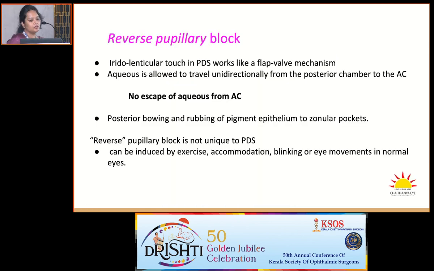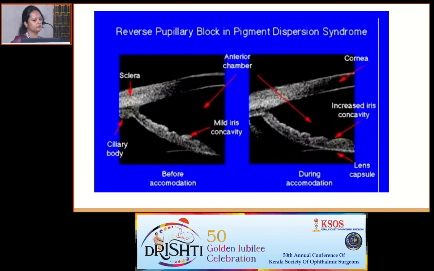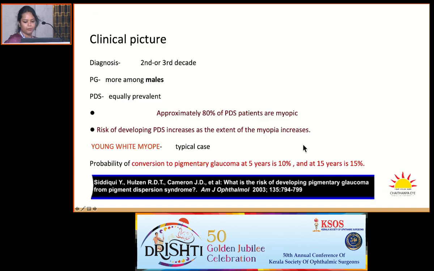Reverse pupillary block is another mechanism explained in pigment dispersion syndrome. The iridolenticular touch in PDS works like a flap valve mechanism, and aqueous is allowed to travel unidirectionally from posterior chamber to anterior chamber. There is no escape of aqueous from the AC, and posterior bowing or rubbing of the pigment epithelium to zonular pockets occurs. But reverse pupillary block is not unique to pigment dispersion syndrome. It can be induced by exercise, accommodation, blinking, or eye movements even in normal eyes. So this is a UBM picture showing reverse pupillary block during accommodation. We can see the posterior bowing of the iris and the pupillary block.